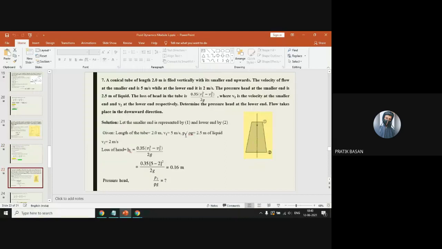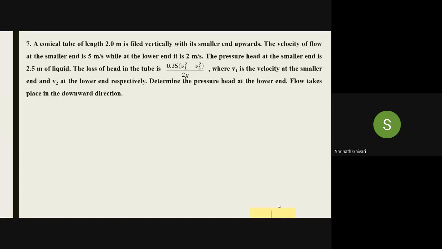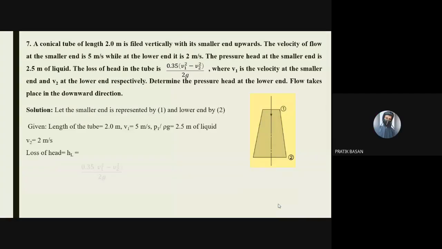Bernoulli's equation. We are going to use Bernoulli's equation. Bernoulli's equation for what? Ideal fluid or real fluid? Ideal. Why ideal? Because they are given head loss, right? The loss of head is given means the fluid is not ideal. As I have told you, if the fluid is ideal, we are not taking HL.